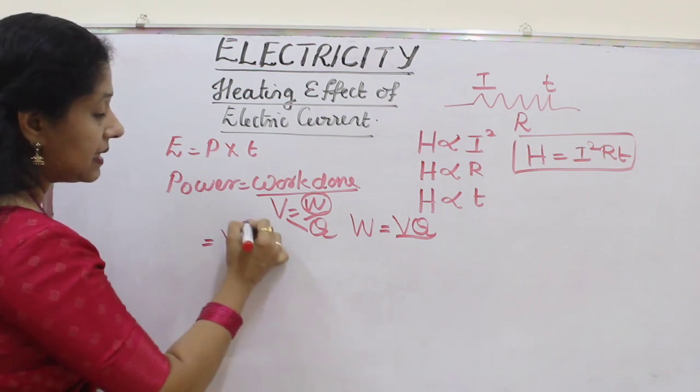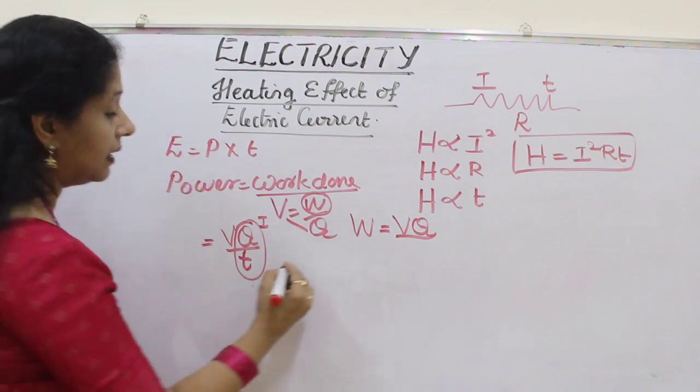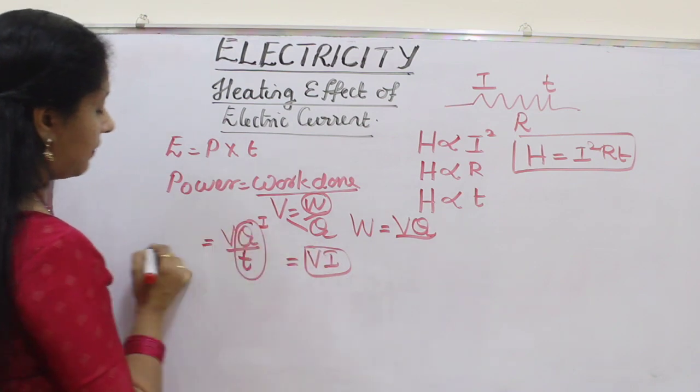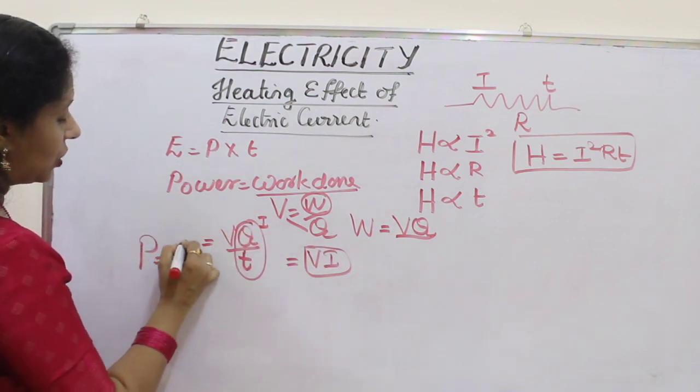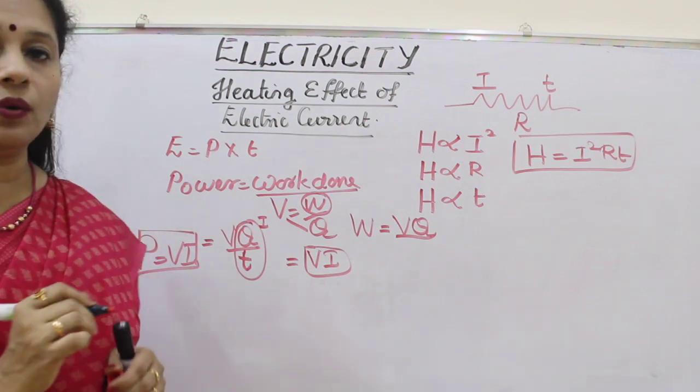Now Q by T is I, current. We learned the first formula, I is equal to Q by T. So we can write VI. So what is our final equation? Power is equal to potential difference into current I. P is equal to VI.